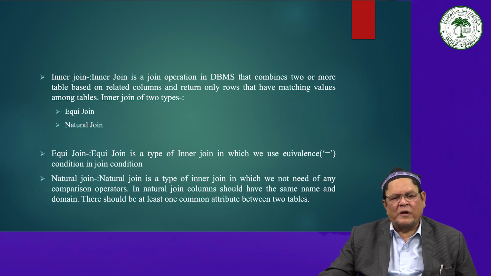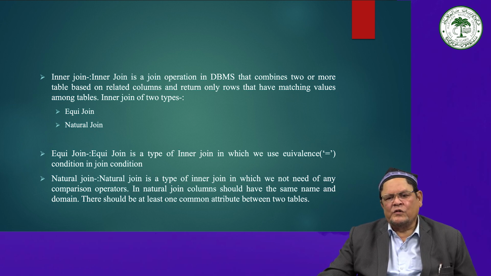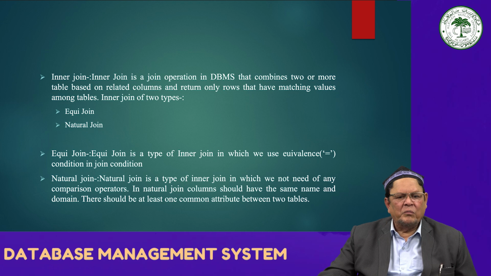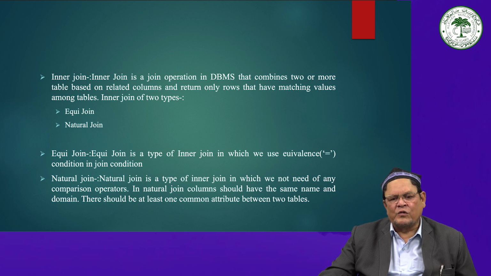The inner join is a fundamental operation in a database management system used to merge data from multiple tables based on related columns and return only the rows that have matching values across the tables. There are two main types of inner join: equi join and natural join. Equi join is a subset of inner join where the join condition specifies the equivalence using the equal operator. It matches rows from the tables based on the equality of values in a specified column.